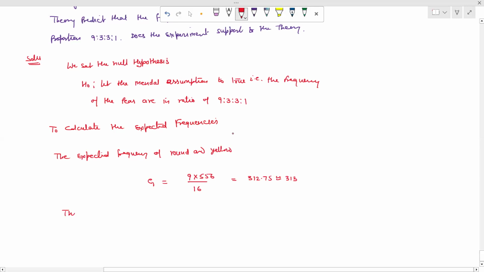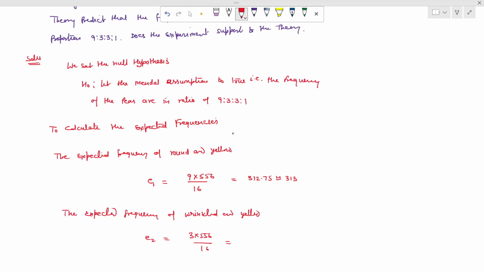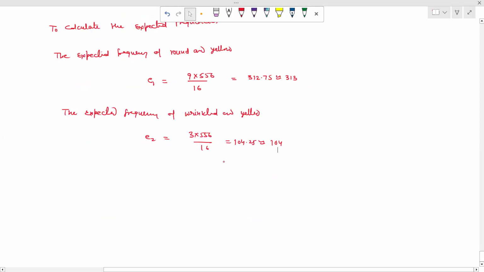Now the expected frequency of wrinkled and yellow. That is E2. E2 is equal to 3 into 556 upon 16. So we calculate 556 upon 16, which is approximately 104.25, equivalent to 104 as a round figure. Okay, so it cannot be in the form of a fraction.